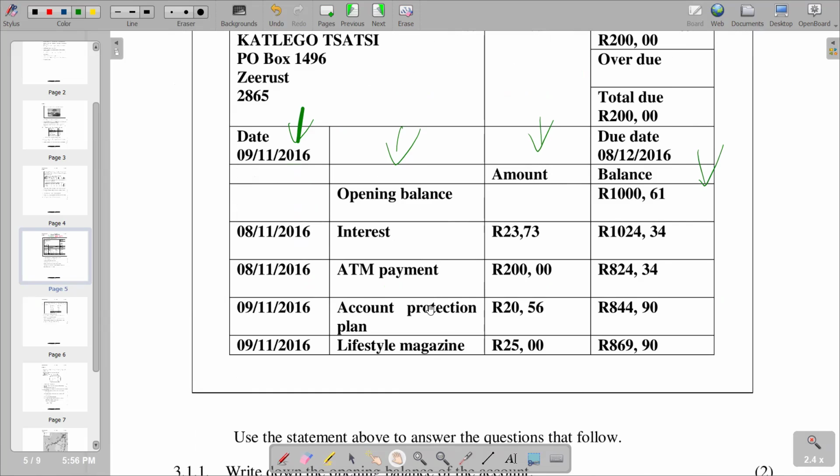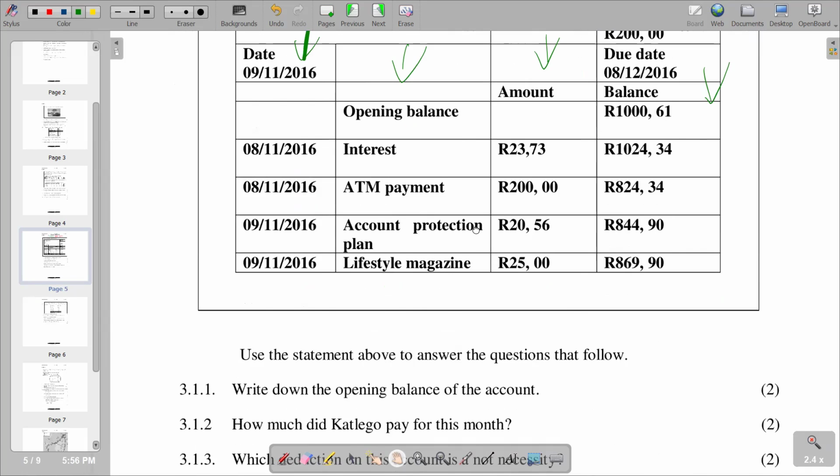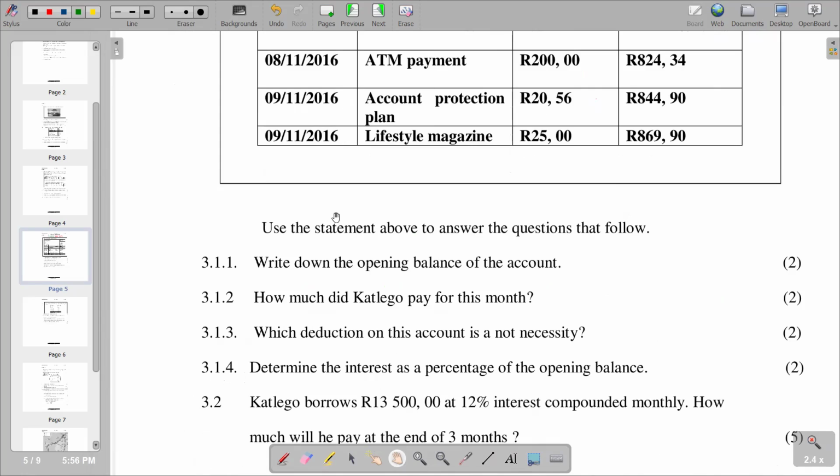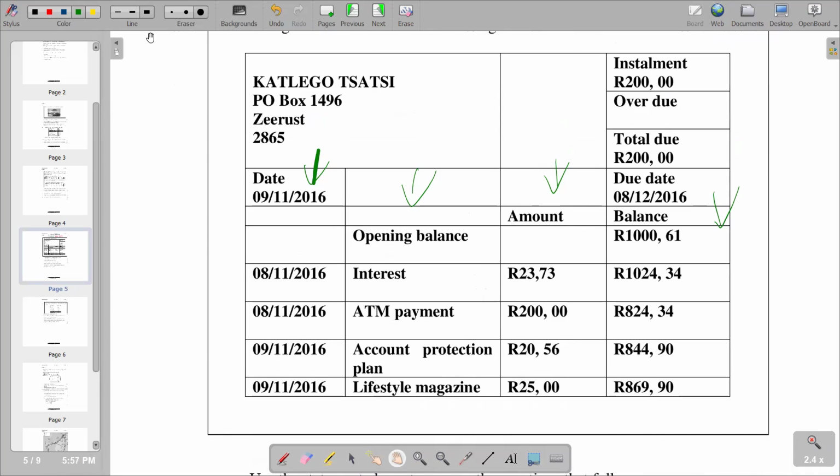in the bank statement. We have questions beneath that statement, which say use the statement above to answer the questions that follow. The first question is: write down the opening balance of the account, for 2 marks. So we have to identify the opening balance. According to the information given, the opening balance is given here as 1,061 cents.